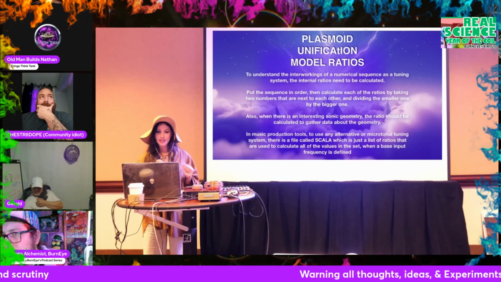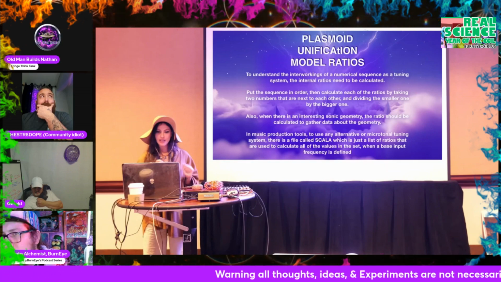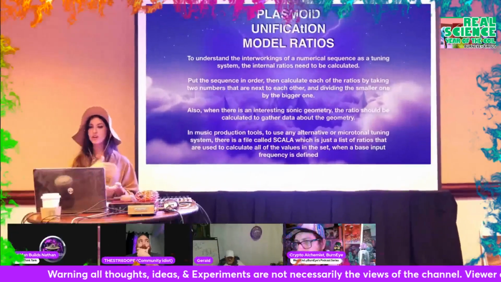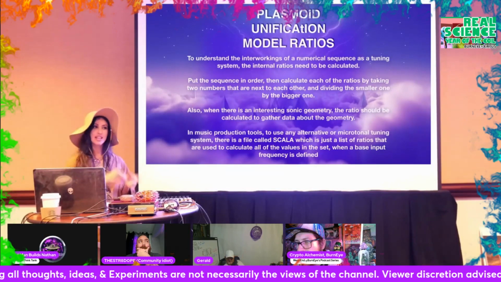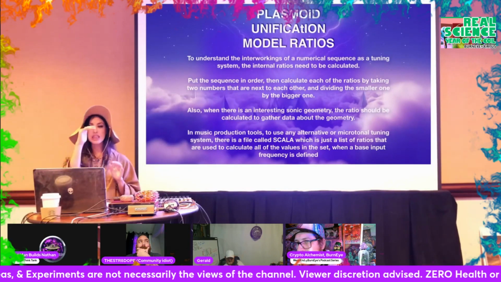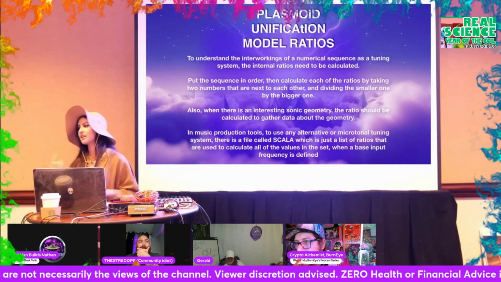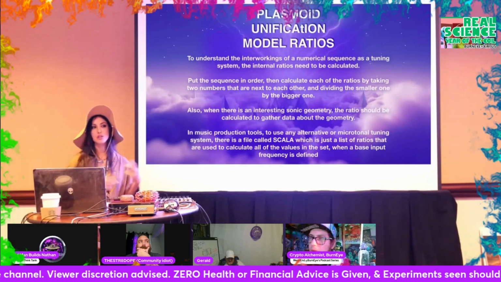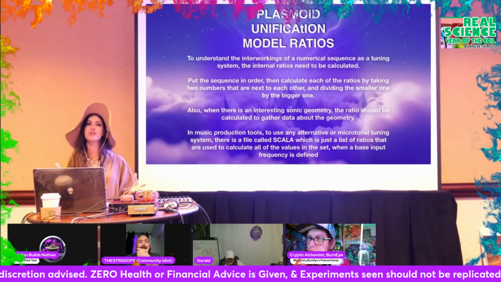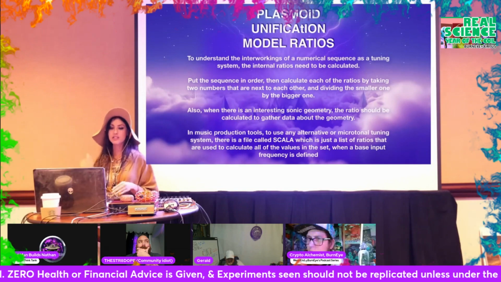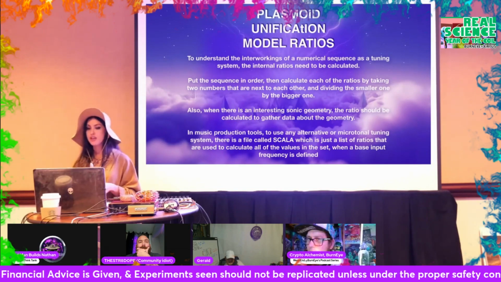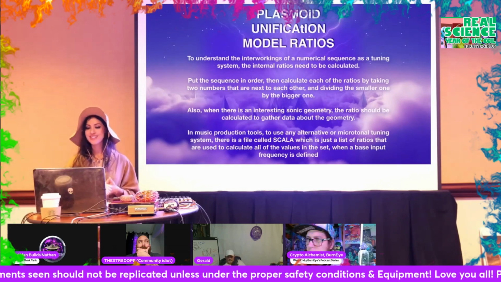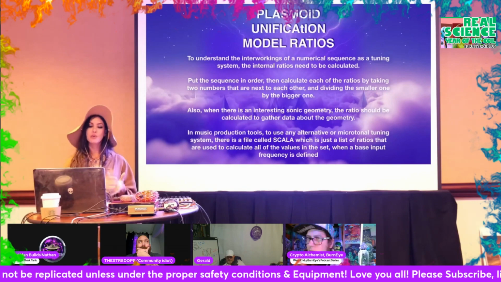Music production tools actually, for music nerds, music producers, there's a type of file called Scala. The Scala file is a list of ratios, and it could be any number of ratios: 2 ratios, 20, 100 ratios. It really doesn't matter. A Scala file is just a list of ratios that alternative music producers use to make cool music.